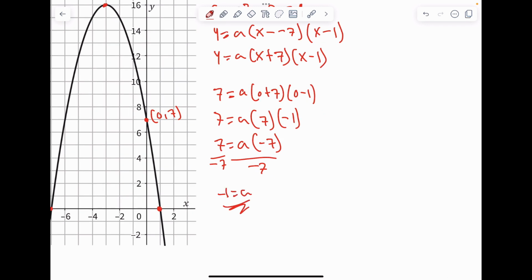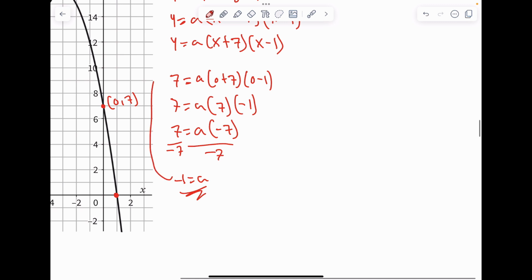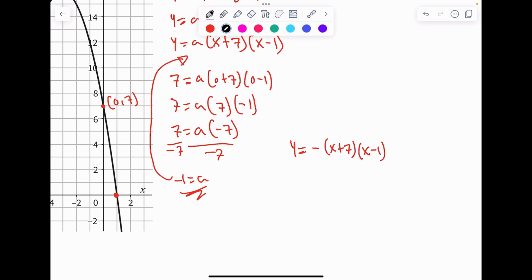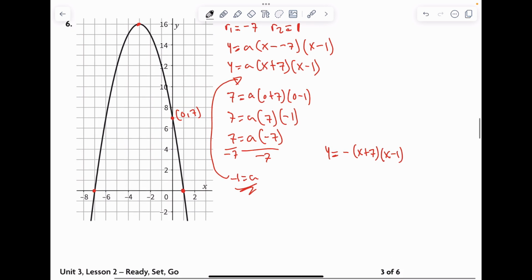This is my leading coefficient, right? So then I have to bring this up over here. So then my final equation is y is equal to negative (x plus 7)(x minus 1). Okay? And just because this is the last one, I'll show you how to do a different point.